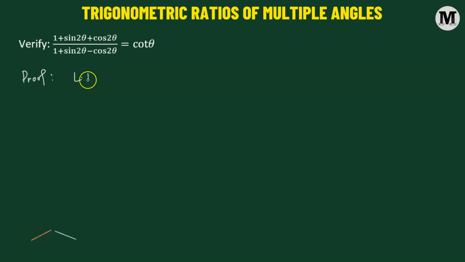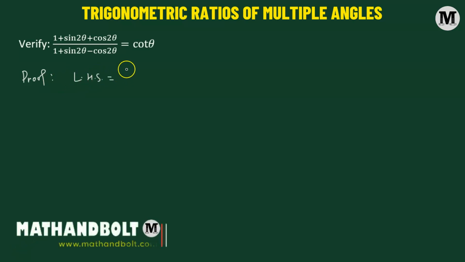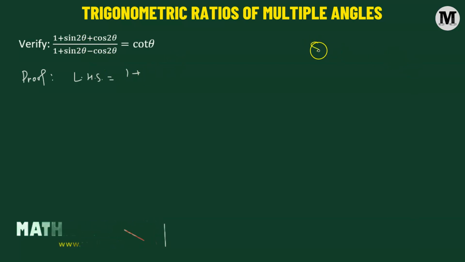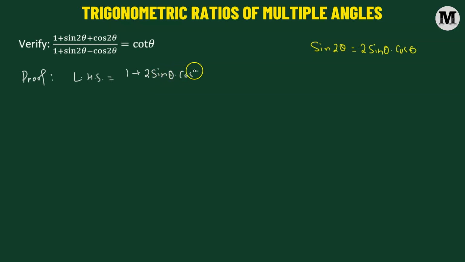So here we have on the left hand side 1 plus sin 2θ. Now sin 2θ is a trigonometric ratio of a multiple angle, so that can also be expressed as 2 times sine of angle θ times cosine of the angle θ. So we'll replace the sin 2θ with 2 sin θ cos θ. Then added to it will be cos 2θ.